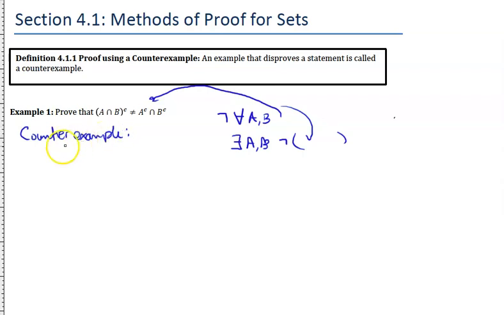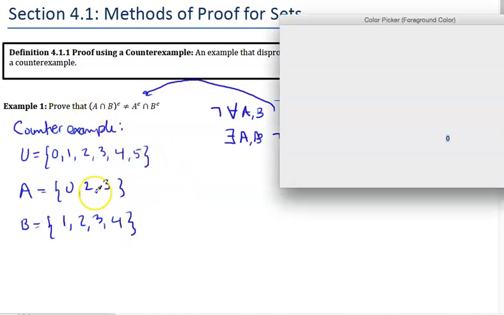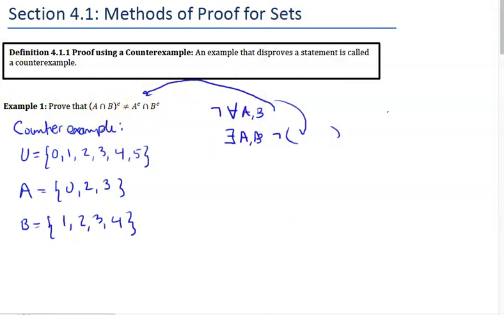Okay, so we're going to look at a universe and two sets A and B. It could be anything. You can create any universe or two sets. And let's look at these. All right, so here's my universe, 0, 1, 2, 3, 4, 5. Here are two sets from that universe. And we're going to find first the left-hand side. Okay, so let's look at figuring out what this set is. So we're going to take the intersection of these two sets and then the complement.